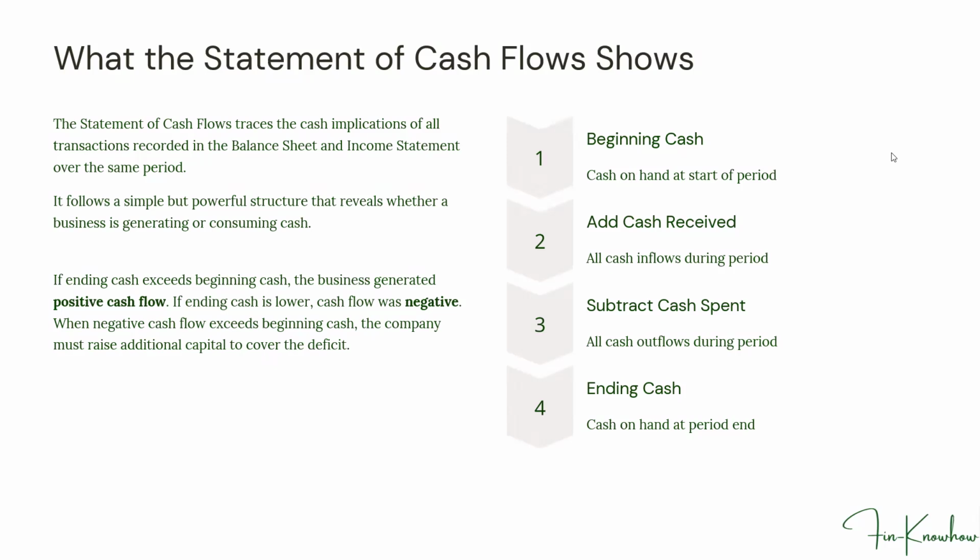Now, when the ending balance of cash is lower than the beginning value of cash, that deficit may need to be covered in the form of additional capital. So it may have enough of a cash balance to operate, but the fact is that the firm is losing cash out of the business, and that needs to be tracked and monitored.